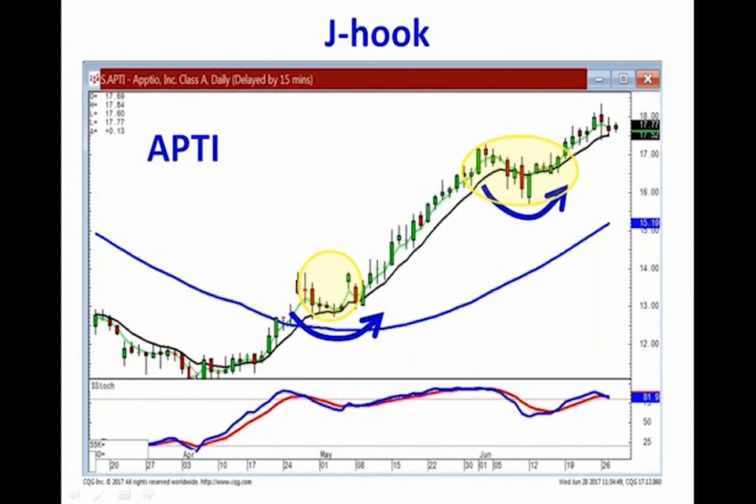So if we took profits up here, and there's one aspect of the T-line that we always follow, which is the further away you move from the T-line, the higher the probability it's going to come back and test it. So if we're taking profits, we get back in here until it's time to take profits and get back in. The J-hook pattern is a very reliable trade setup.